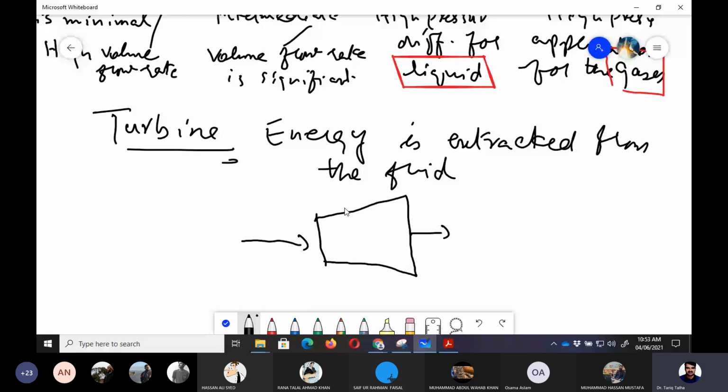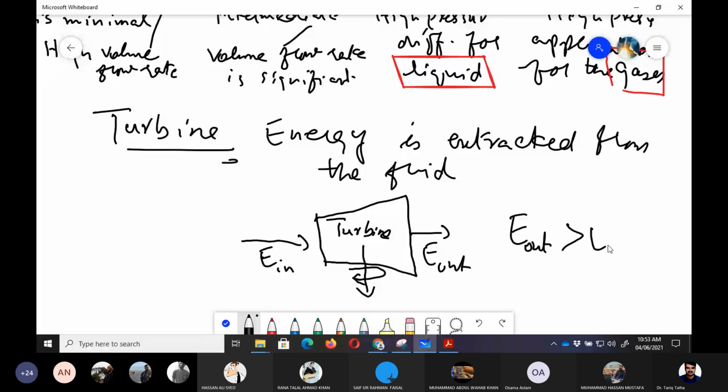So energy in and energy out is defined. Here we get net work output, which is on a rotating shaft, and then this shaft is attached to some generator to produce electricity. So here we can say E out is greater than E in. That means whatever energy the fluid imparts on the turbine blades would result in a decrease in its energy at the outlet, right?